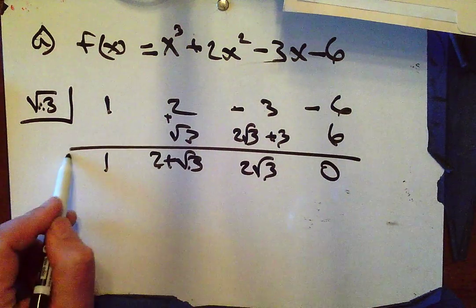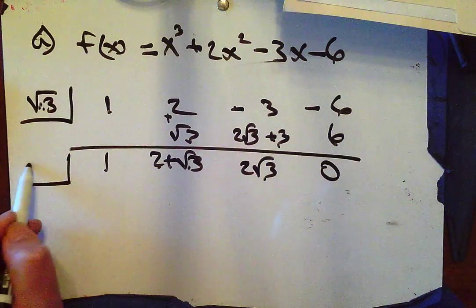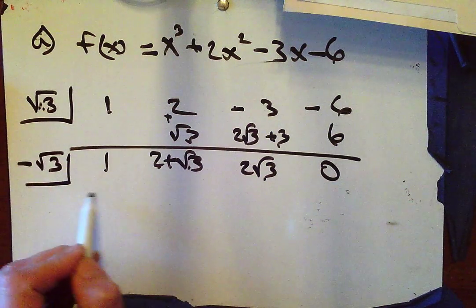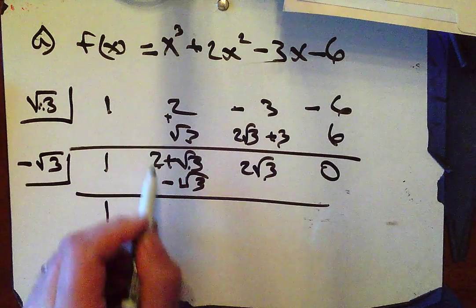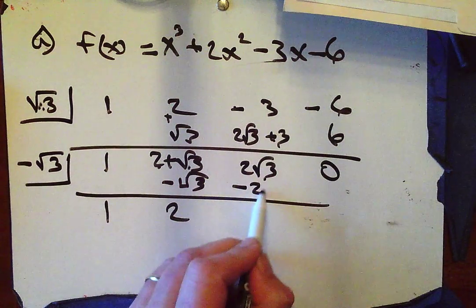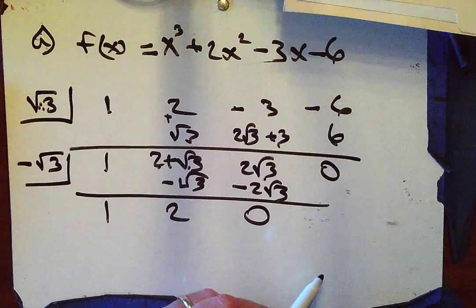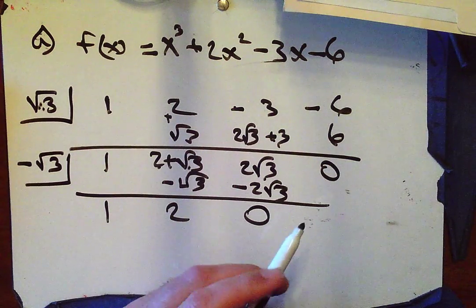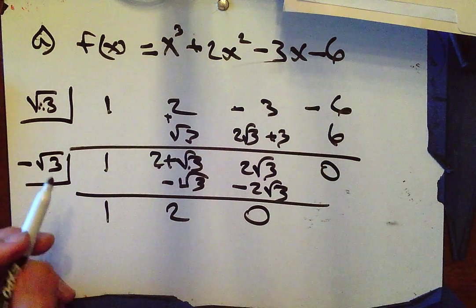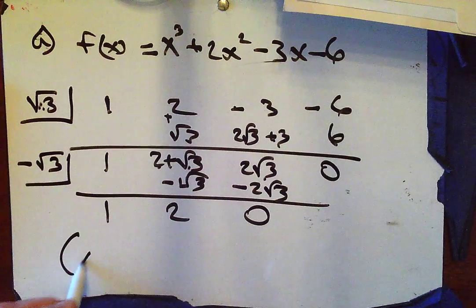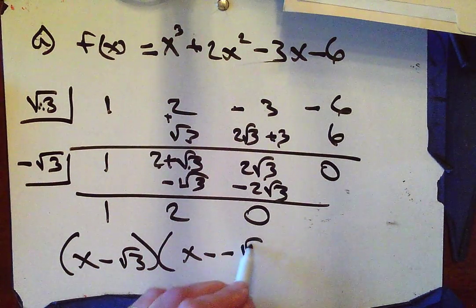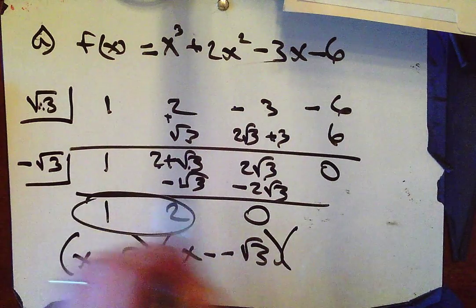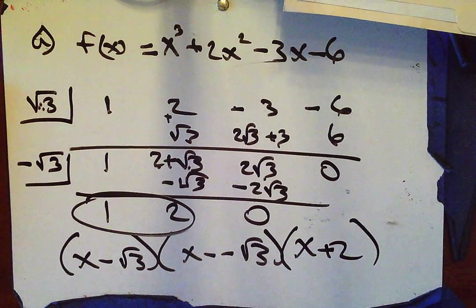Well, that's great. But now we need to keep going and use negative root 3. So I bring down the 1. I have minus root 3. Gives me 2. Minus 2 root 3. And there's my second 0. And what are we looking for here? We're looking for factor each polynomial. Okay, so I'm going to have x minus root 3, x minus a minus root 3, and what's this one? X plus 2. You could, of course, write this as that.